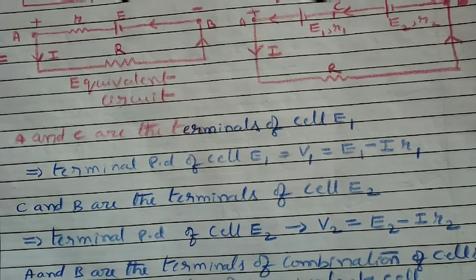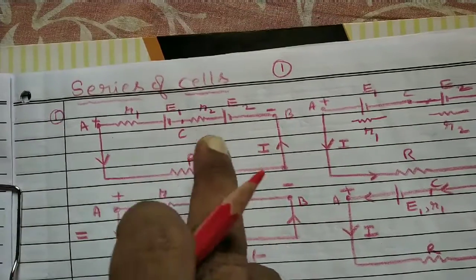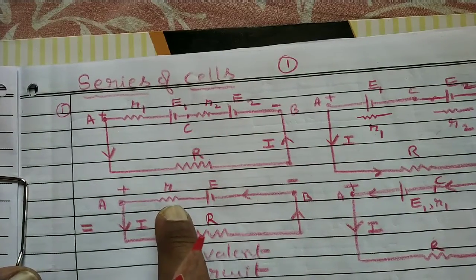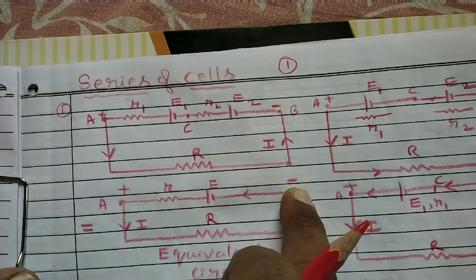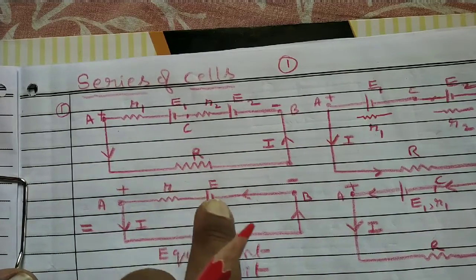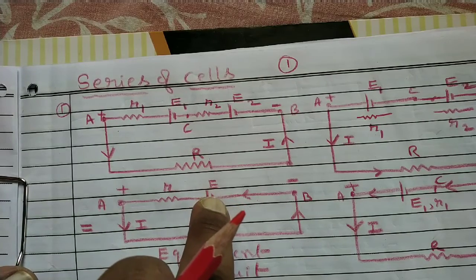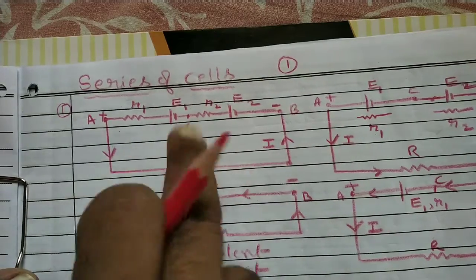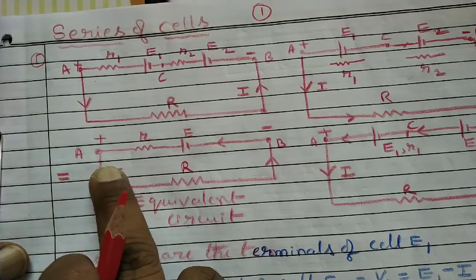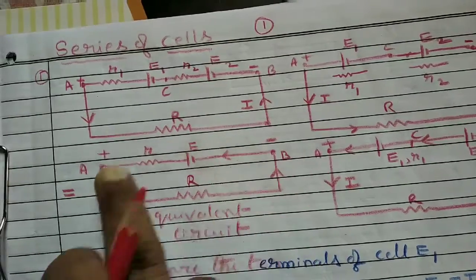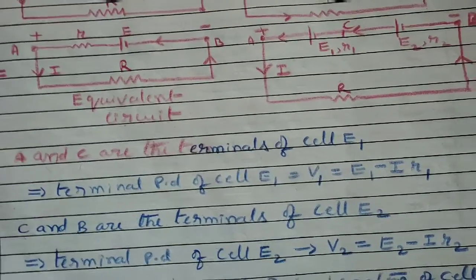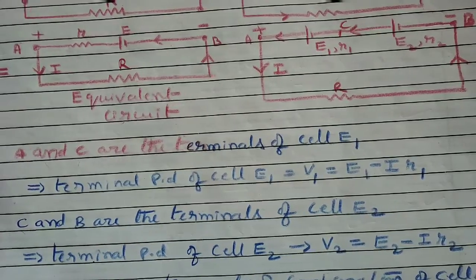And the equivalent circuit I have drawn here. Equivalent circuit means these two cells combination is reduced into one cell whose EMF is E and internal resistance is small r. So between A and B, the final points are A and B, one cell we have drawn here, which I am calling the equivalent cell of that combination. Its EMF is E and internal resistance is R. Now current from the circuit is I. So between A and B are the terminals, and the terminal potential difference V is equal to E minus IR.